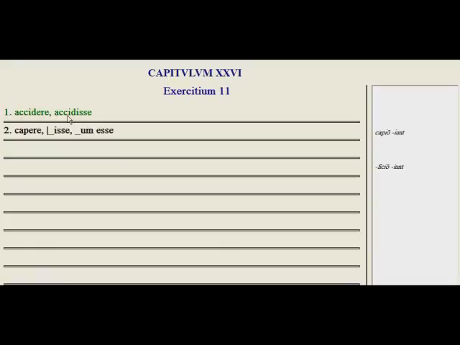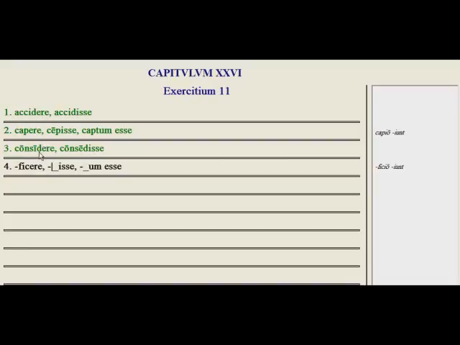So accidere, accidisse. Capere, cepisse, captum. Considere, consedisse. So you need to go through this section. Often you'll have to do this more than once, because these forms, you have to say them out loud many, many times before they really set into your long-term memory. So to happen, to have happened. To seize, to have seized. To have been seized. To sit down, to have sat down.